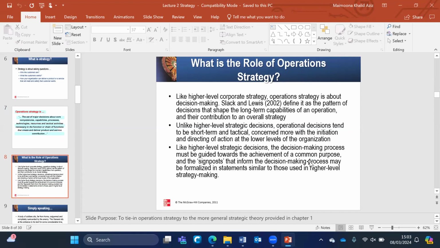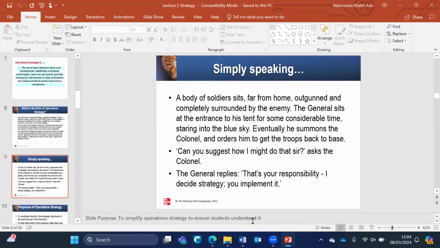What is the role? Like higher level corporate strategies, operation strategy is about decision making. Operational decisions have a more short-term and tactical impact on the business. However, higher level strategies usually have a bigger and long-term impact. For higher level strategic decisions, the decision-making process has to be guided towards achieving that one common goal of why the company was formed. Let's move on.